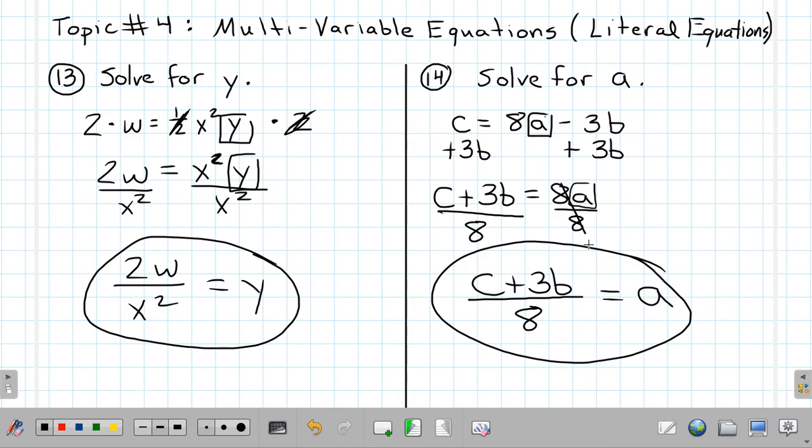And now the whole point in doing stuff like this is if you know w and you know x, now you know y because you just have to plug it in and do order of operations. Same thing with number 14 here. If you know c and you know b, plug them in, do order of operations, and now you can figure out what a is. Okay, pretty easily. All right, so that pretty much does all the review questions here.